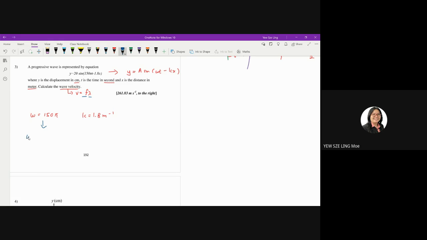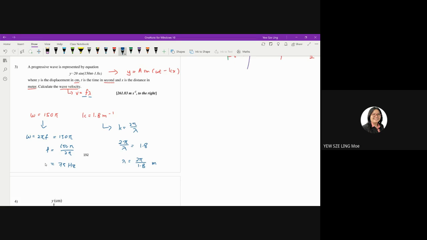So from omega, we know omega equals 2 pi f, which is equal to 150 pi. So frequency is 150 pi divided by 2 pi, which equals 75 hertz. Okay, 75 hertz. So k, we're going to use it to calculate the wavelength. k equals 2 pi over lambda, and 2 pi over lambda equals 1.8. Therefore, lambda equals 2 pi over 1.8 meter. All right, you have it in meter.